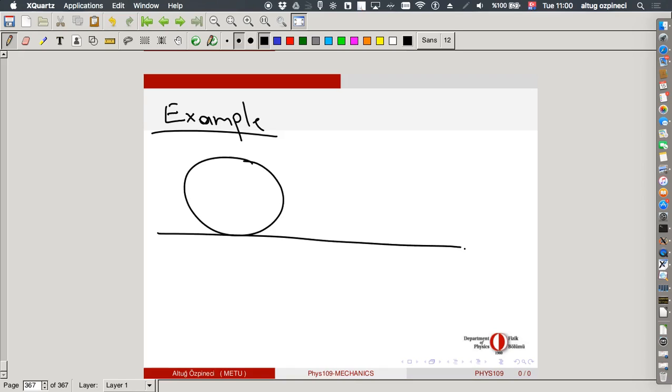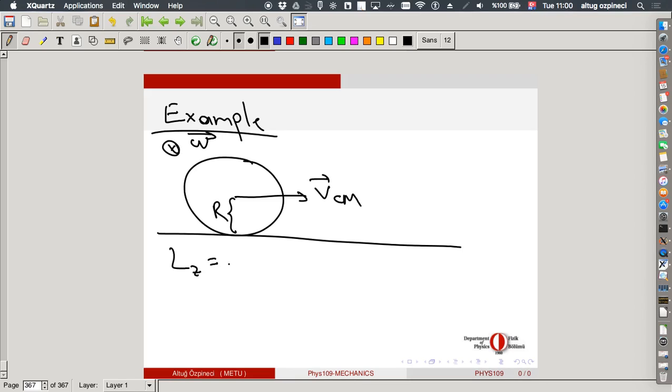Again, we have the rolling ball. It will be rolling towards the right. So the direction of the angular velocity is into the screen. Let's say that at a given instant, the center of mass is moving with some velocity v. Its height is r. So what is the angular momentum of this object? And at this instant, it is rotating with angular velocity omega.